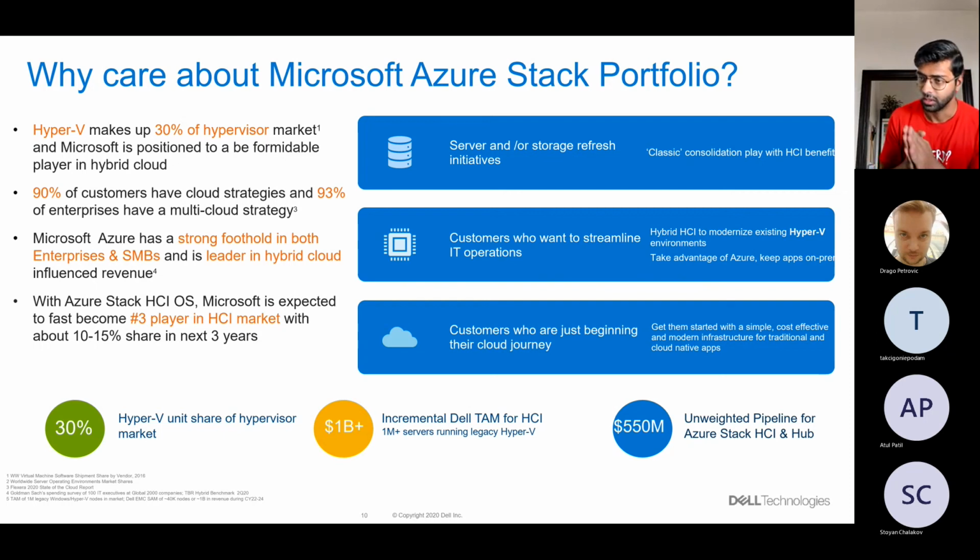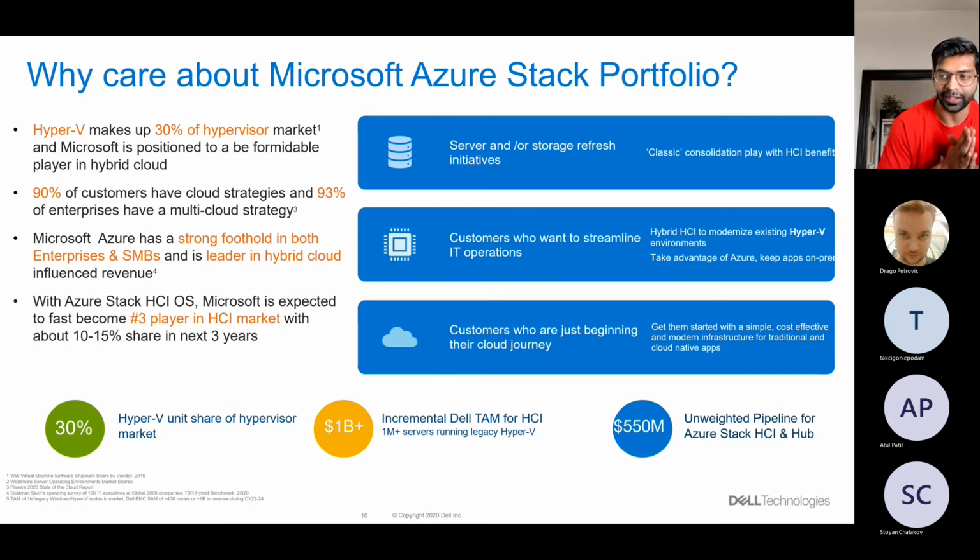90% of customers have cloud strategies, like I said. They are either already on cloud or they are thinking of moving to cloud. And 93% of enterprises have a multi-cloud strategy, right? Multi-cloud does not always mean some AWS, some GCP, some Azure. It also means some on-prem and some on hyperscalers. Of course, Azure has a strong foothold in both enterprises and SMBs, right? Organizations, no matter small or big, are using Azure in some capacity. And it is basically a leader in hybrid cloud in the influence revenue.